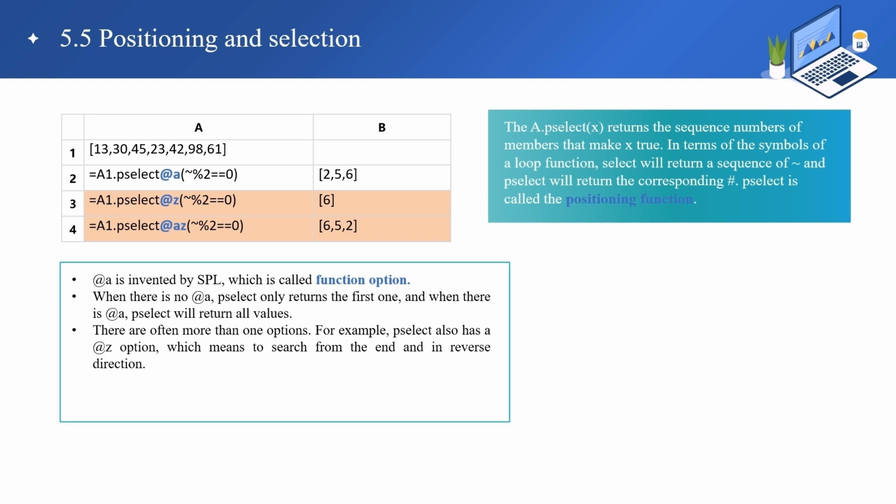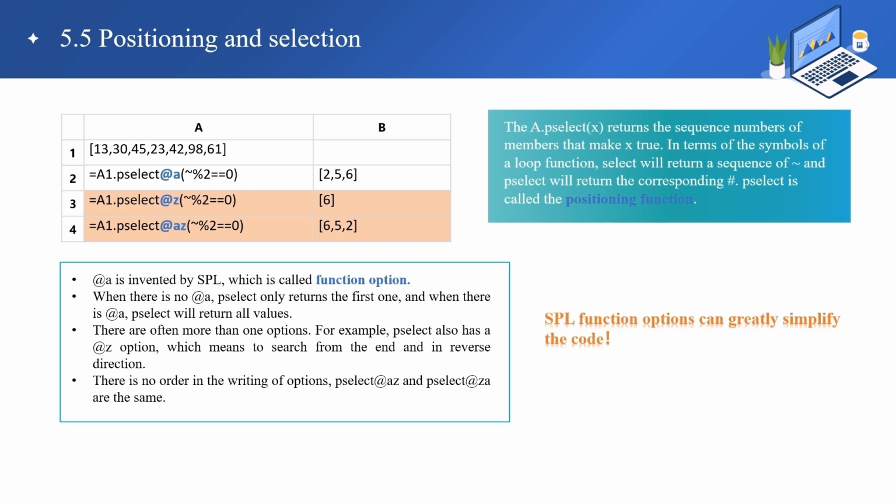Moreover, these options may be used in combination. a1.pSelect@az, %2 = 0, means to find all the hash that meet the condition from the end and in reverse direction, and the result will return 6, 5, 2. There is no order in the writing of options. pSelect@az and pSelect@za are the same. Correspondingly, the select function has a @1 option, which means that the first member satisfying the condition will be returned. The reason for this design is that it is more common for select to return all values, while it is more common for pSelect to return the first.